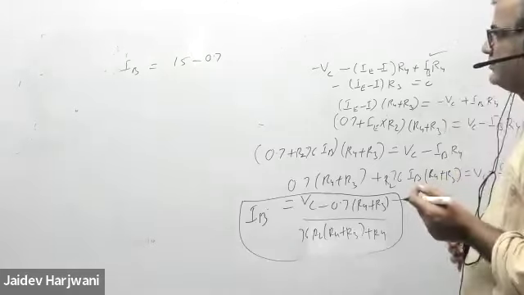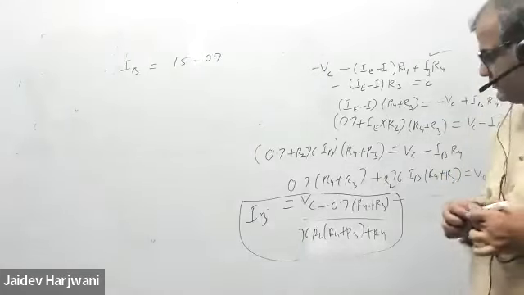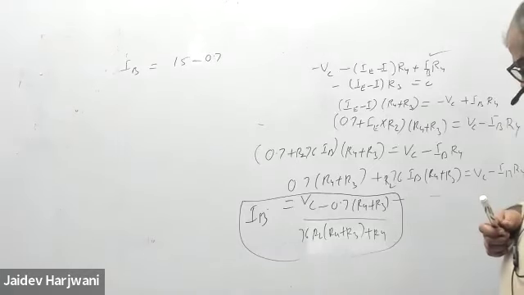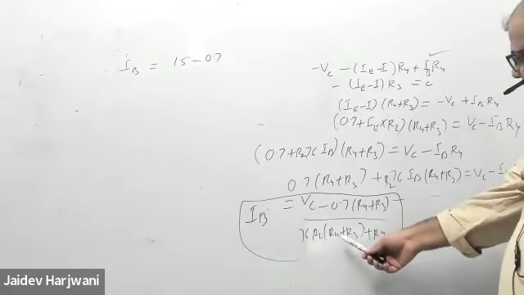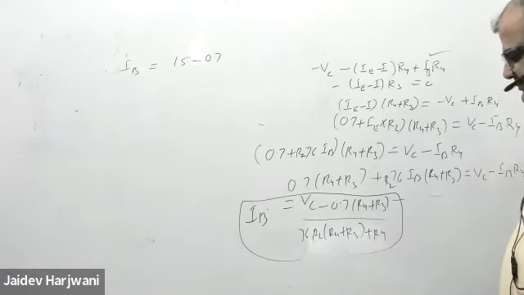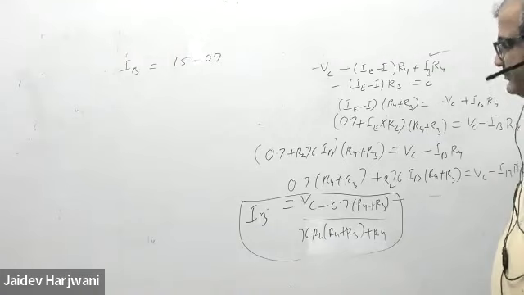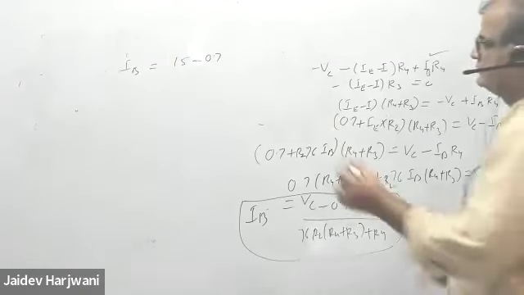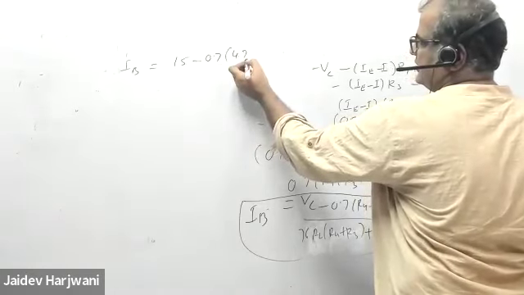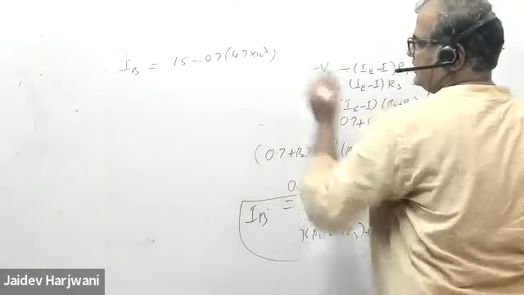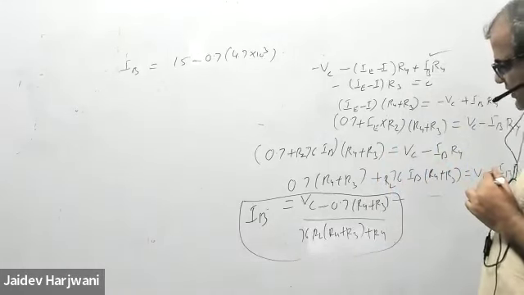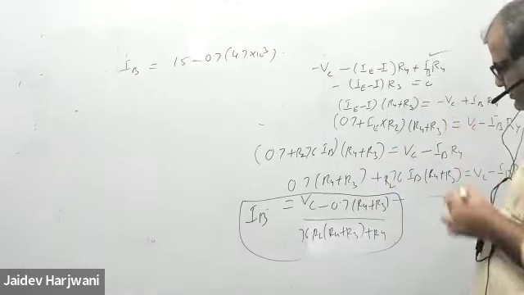Sir, as VC is 15 and R4, R3 is in kilo ohm, so negative will come. R4, R3, how much is the total? 4.7. So it will be less, so this will come positive, right? 4.7 kilo ohms. Yes, sir.